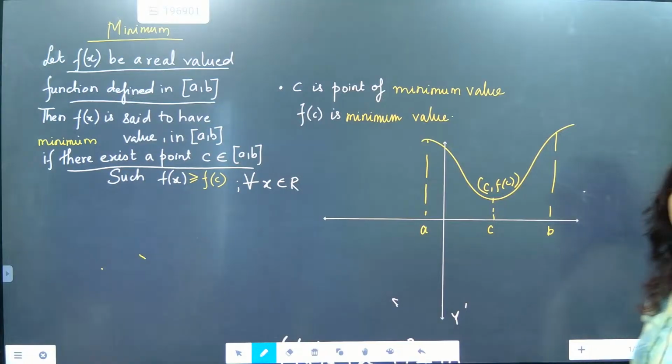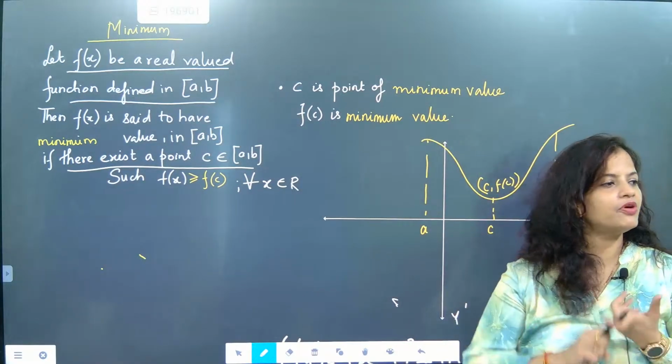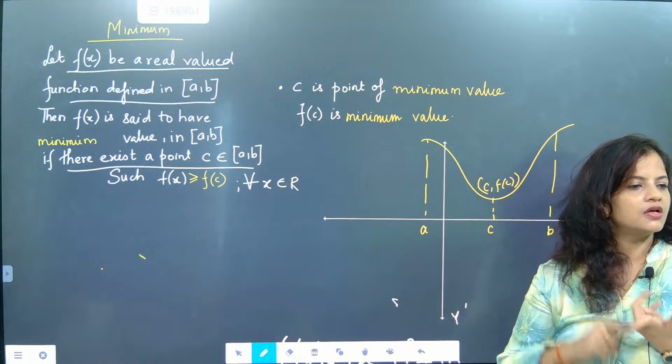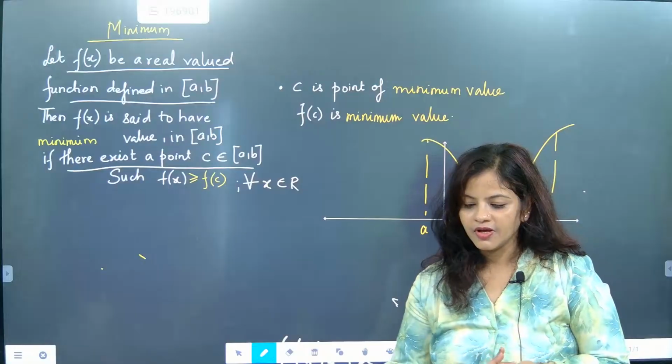So C and f of C. The minimum value is there, beta. So now, till here you understood? Maximum or minimum, understood? Everyone? Understood or not? Now look here, beta.